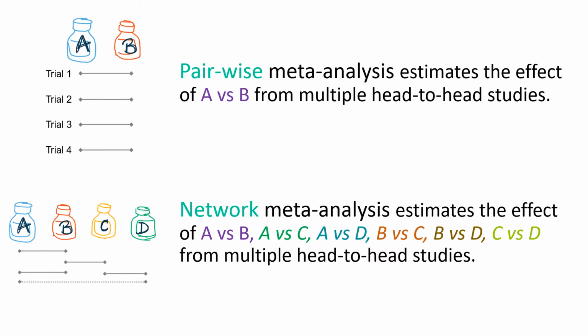To recap, a pairwise meta-analysis estimates the effect of A versus B from multiple head-to-head randomized controlled trials. Network meta-analysis estimates the differences between all the interventions in the network, so you can see the effect of B relative to A, C relative to A, and so on.